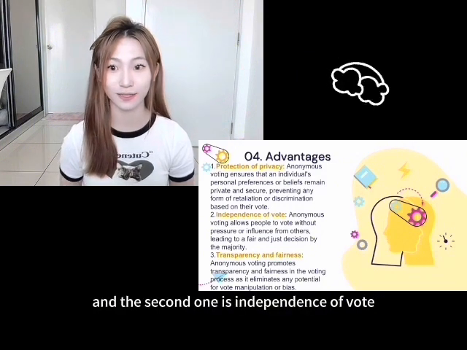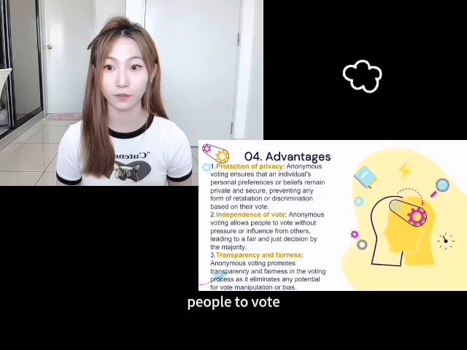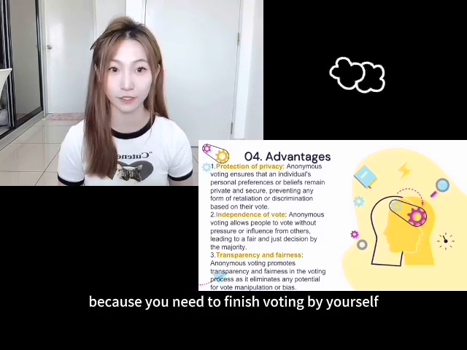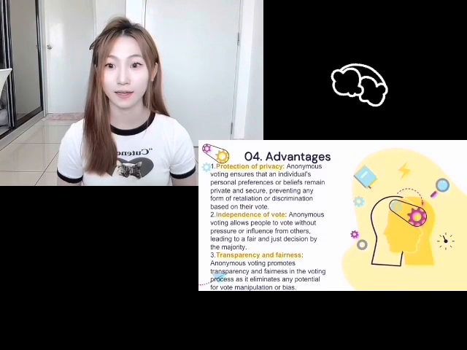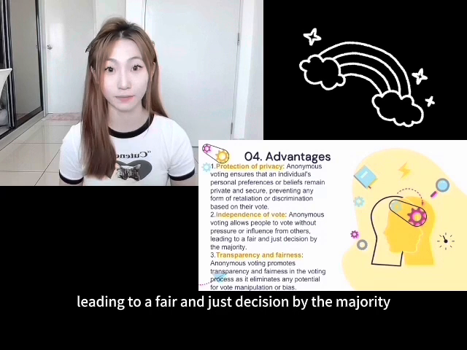And the second one is independence of vote. Anonymous voting allows people to vote without pressure or influence from others, because you need to finish voting by yourself without any outside factors, leading to a fair and just decision by the majority.